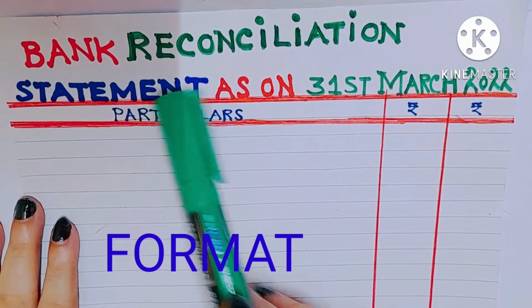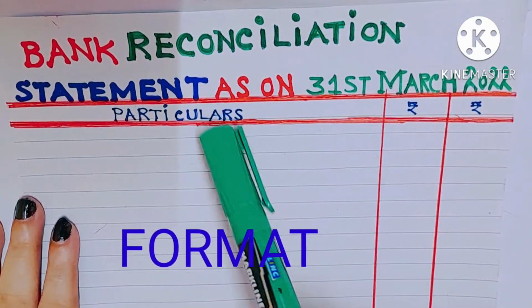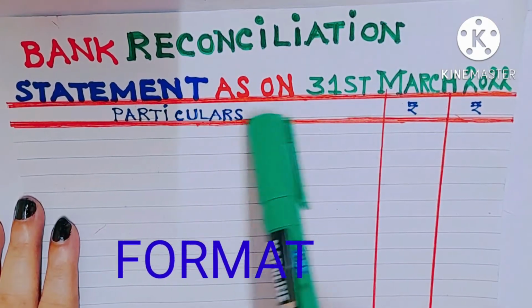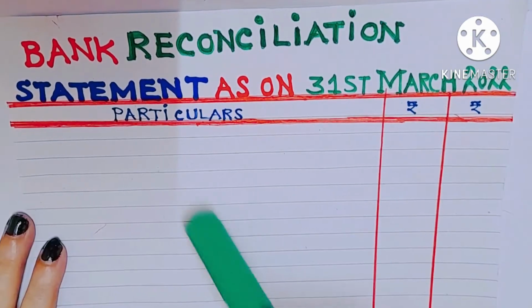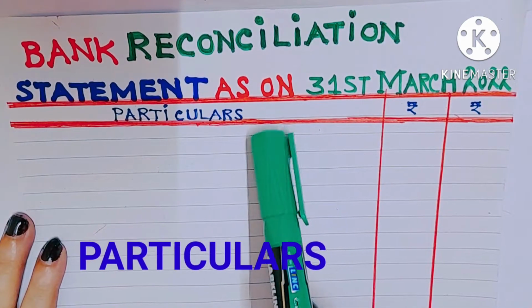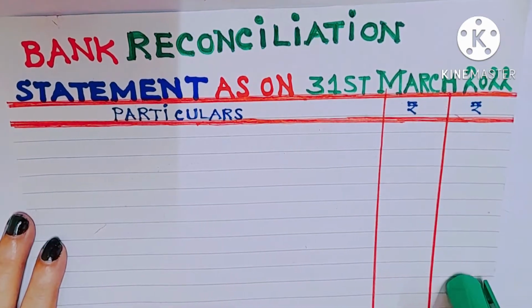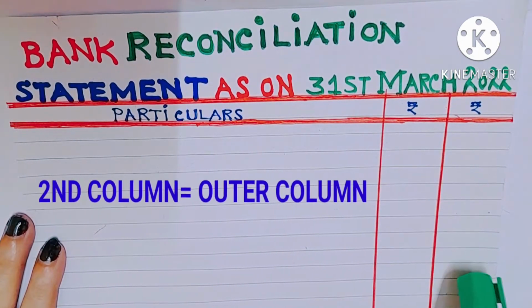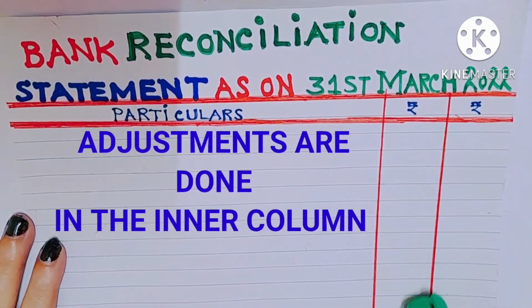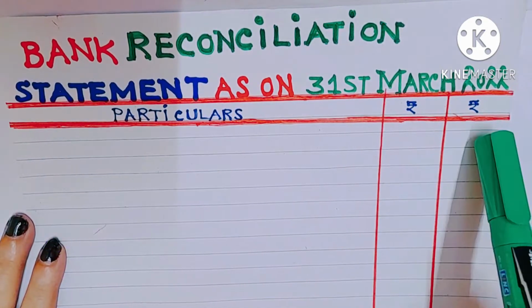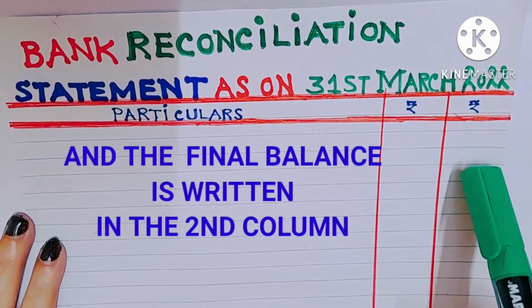This is the format of bank reconciliation statement or BRS. On the top, you have to write bank reconciliation statement as on, let's say, the date 31st March 2022. Here you write particulars. The first column is known as inner column and the second column is known as outer column. All the adjustments are done in the first column or inner column, and the final balances are written in the second column or outer column.